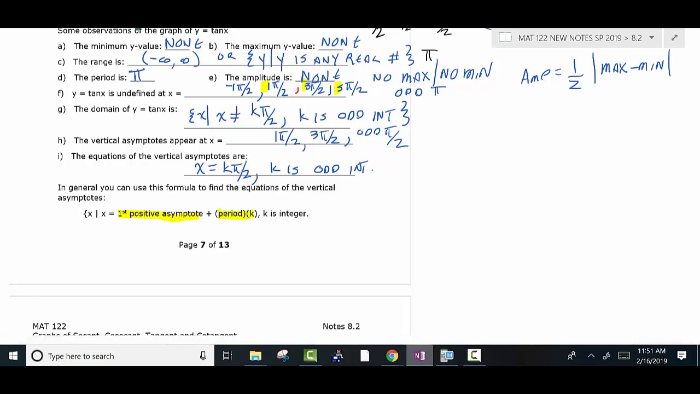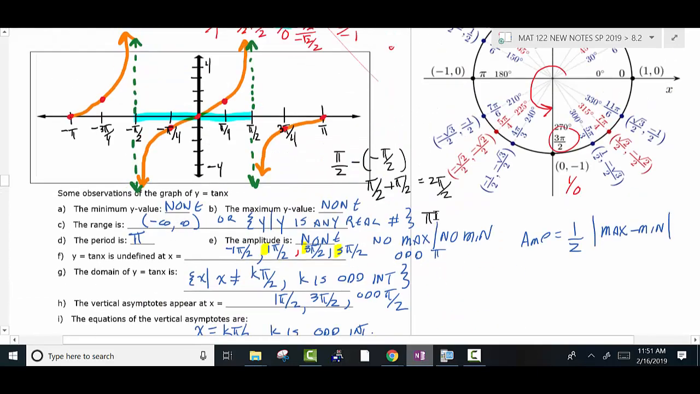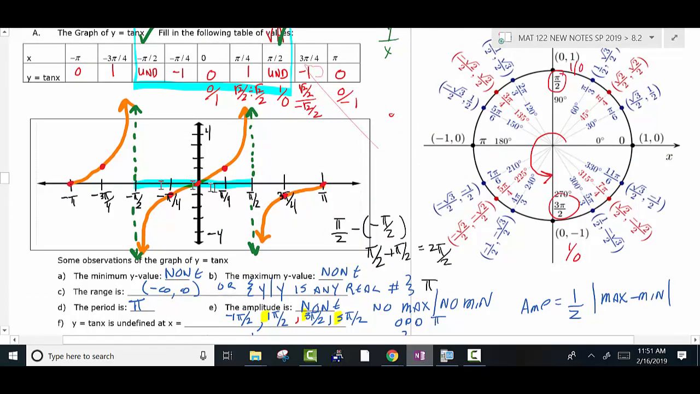Then it's just the period k. So remember the cosecant and the secant was 1/2 the period k. And the reason is because there's an asymptote halfway in the middle of the period. If you look at a tangent, there's not an asymptote in the middle of the period. There's what we call an inflection point there.